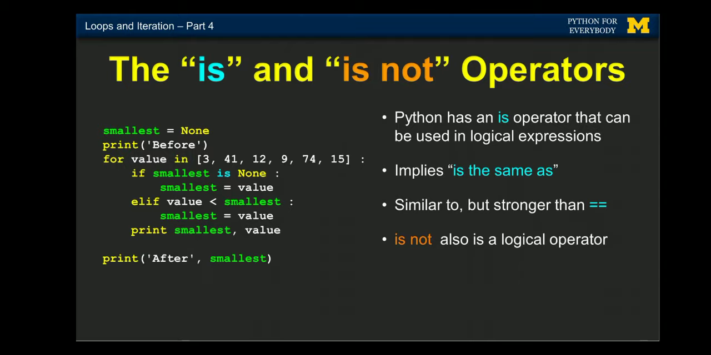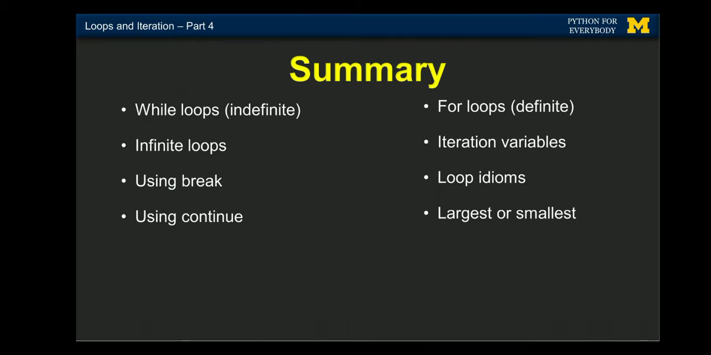So in the summary we discussed the while loop, which is indefinite. Infinite loops, using break we terminate that condition automatically whenever we want. Continue is used for skipping if the condition is satisfied. For loops are definite loops which execute the number of times we want. Iteration variables are the variables used for iterating the number of times we want. Loop idioms, largest or smallest, are examples. So this was all in this summary. Thank you.